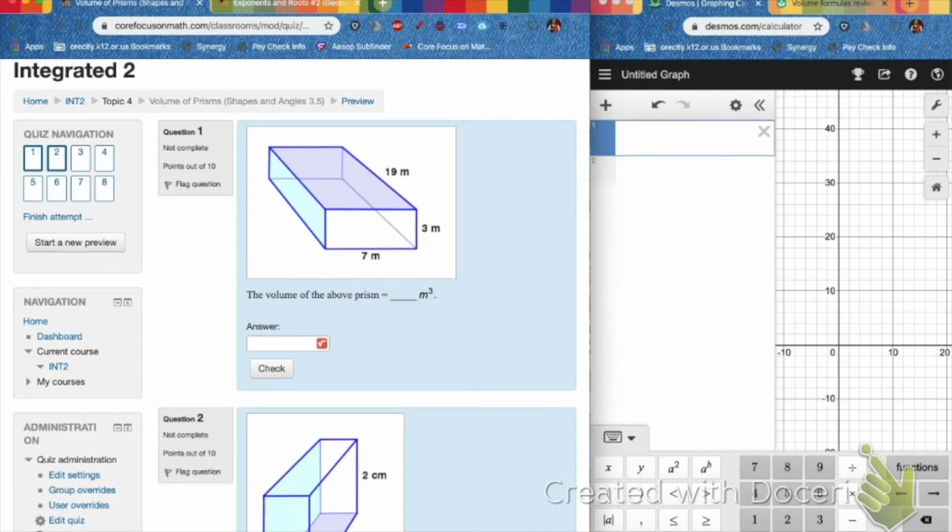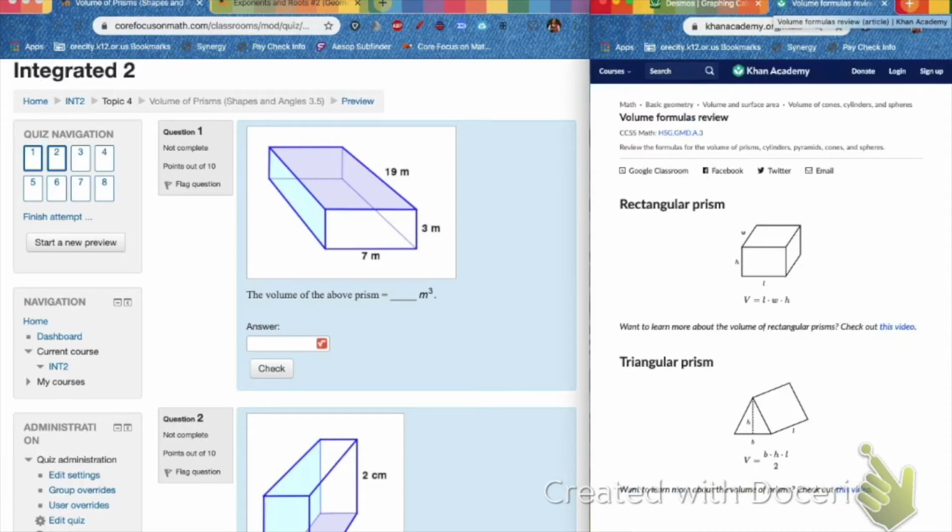Now, if we were in class, we have that gigantic formula sheet that I have up on my wall. We're not in class, but we have the internet where you're doing this from. And so I always recommend that when you don't know a specific formula, you simply Google it. And when I Googled it, I found this awesome Khan Academy page.